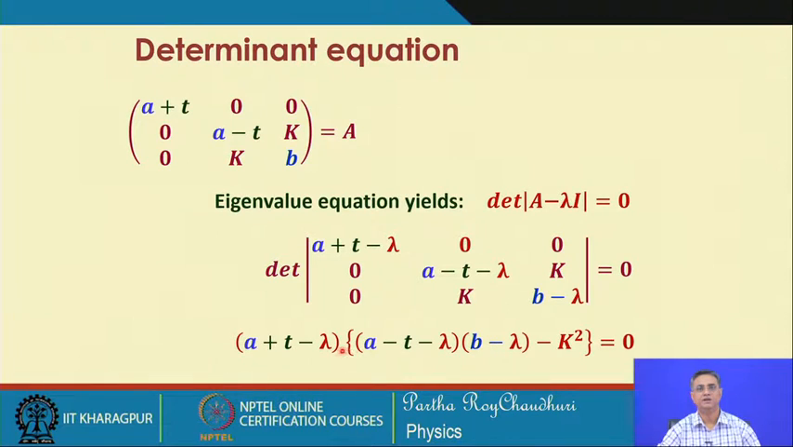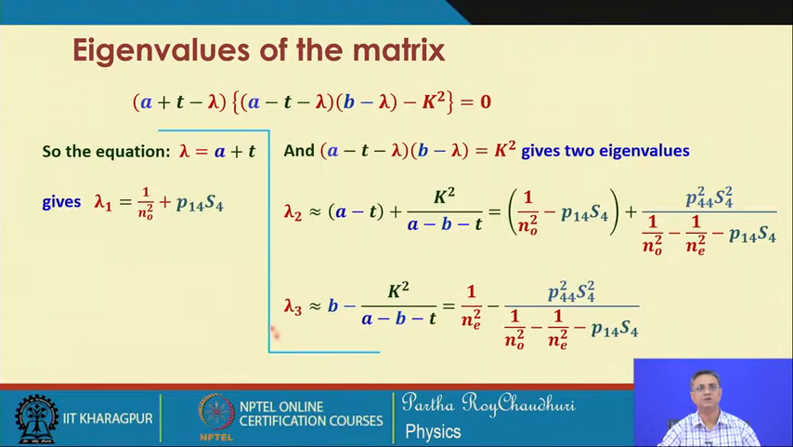And from here this part is straightforward, because if this quantity has to be equal to 0, it will represent one of the eigenvalues, let us call it lambda 1. So this lambda 1 will be a plus t from here, which gives 1 by n_o square plus p, and that is exactly what we have seen earlier. The other one will yield two eigenvalues, lambda 2 and lambda 3.